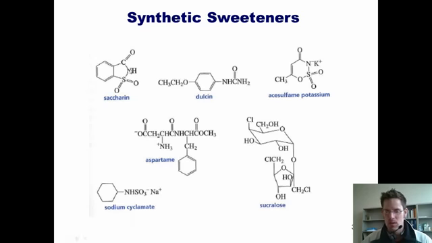Saccharin over here, which is also known as Sweet'N Low, was the first synthetic sweetener to be discovered. It's about 300 times sweeter than glucose and has very few calories. Dulcin, shown here, is a synthetic sweetener discovered a little bit later. It has the advantage over saccharin of not possessing the bitter metallic aftertaste. However, it was later banned because of toxicity. Sodium cyclamate down here is another synthetic sweetener that was also later banned in the U.S. because it was found that large amounts of it cause liver cancer in mice.